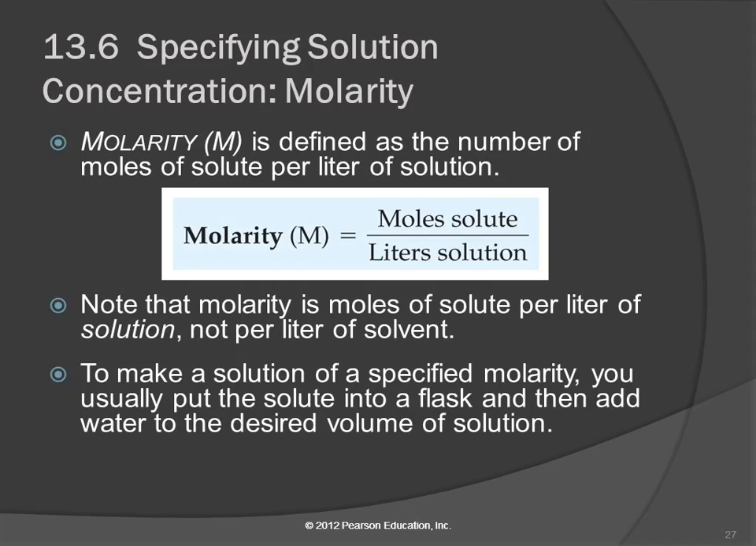Section 13.6. Come back to me. So another unit of solution concentration is molarity. And this is the one that is used most frequently in chemistry. Molarity is defined as number of moles of solute per liter of solution. So the mass percent was grams per 100 grams. Molarity is moles per liter.